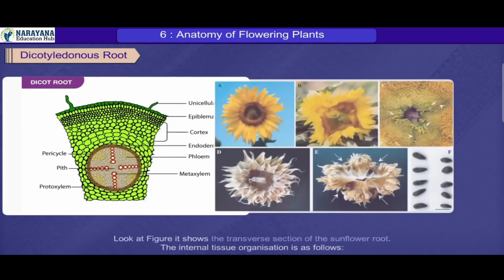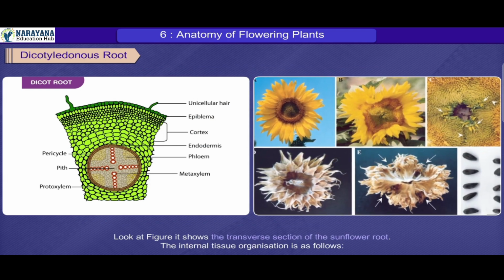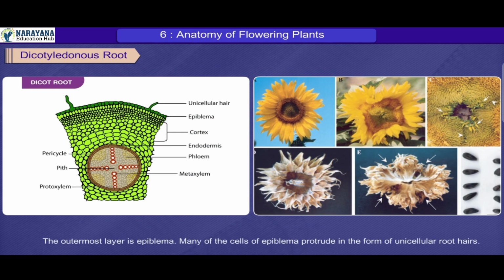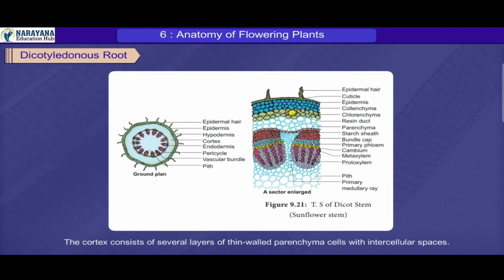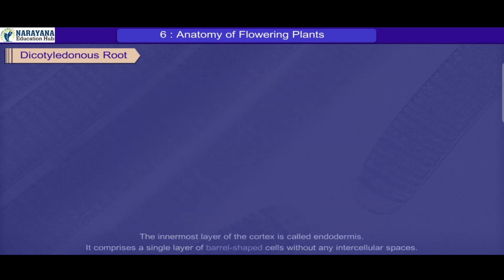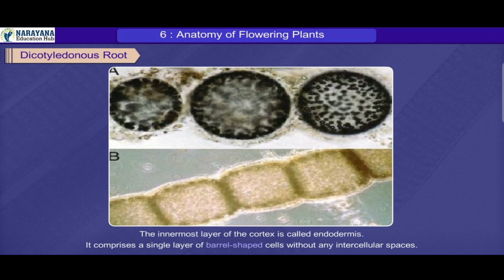Dicotyledonous root. Look at the figure. It shows the transverse section of the sunflower root. The internal tissue organization is as follows. The outermost layer is the epiblema. Many of the cells of the epiblema protrude in the form of unicellular root hairs. The cortex consists of several layers of thin-walled parenchyma cells with intercellular spaces. The innermost layer of the cortex is called endodermis.